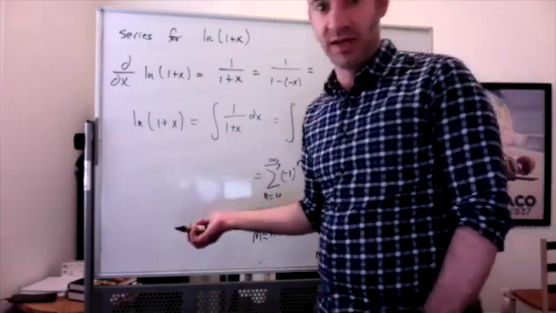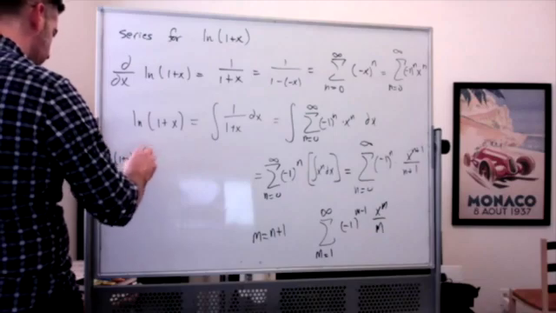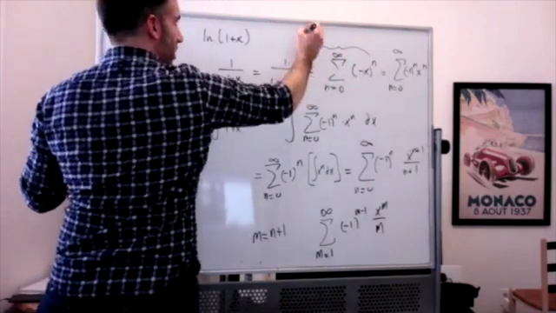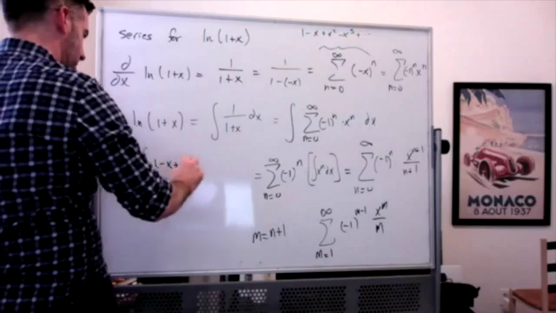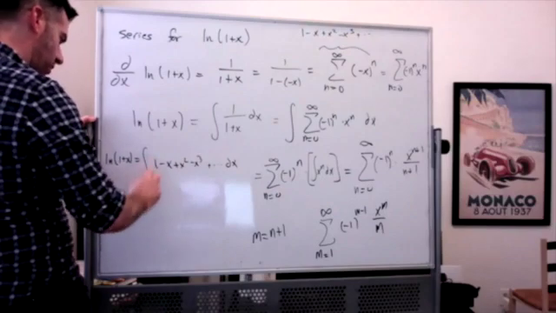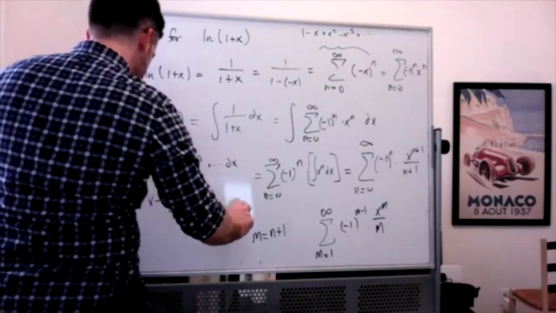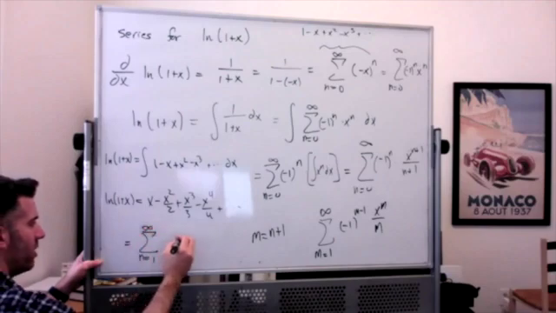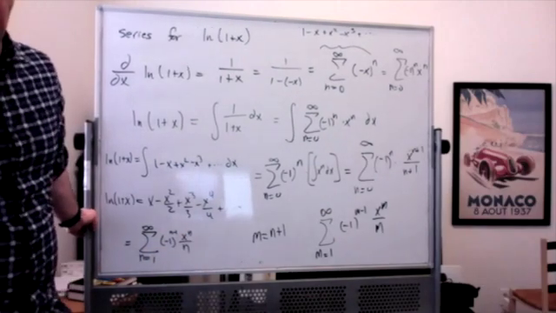Alternatively, if you don't like doing this integral of the sum, you can actually just write out the terms as well. You can say that the natural log of 1 plus x is the integral of 1 over 1 plus x, which was 1 minus x plus x squared minus x cubed, etc. Then you can integrate that and get x minus x squared over 2 plus x cubed over 3 minus x to the 4th over 4, etc. That's just the sum from n equals 1 to infinity of x to the n over n, and then we alternate signs. That's another way you could have gotten there without having to do it this way.